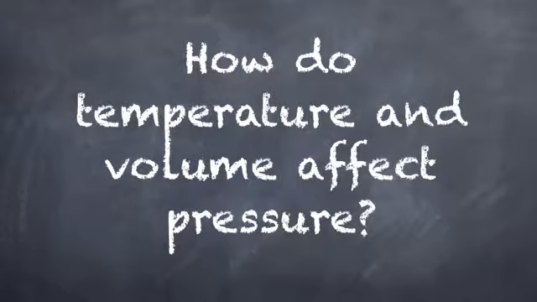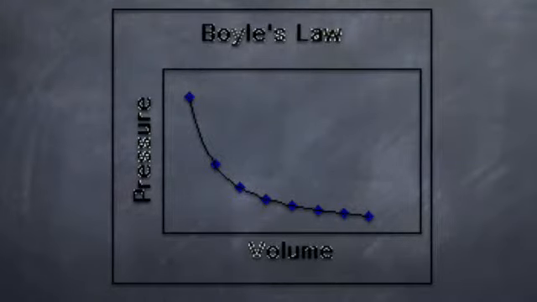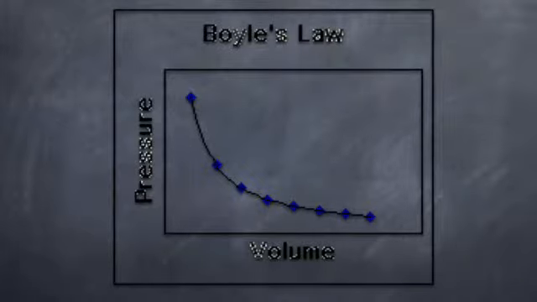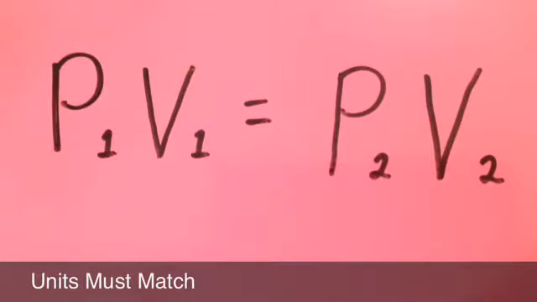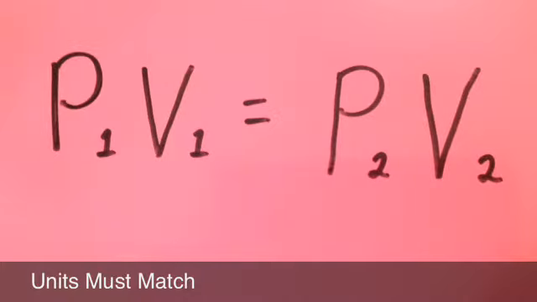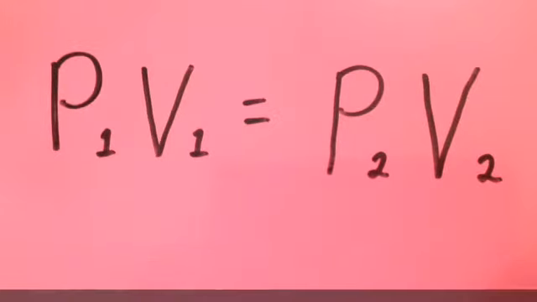The answer is Boyle's law, which states that if the temperature is constant, the volume of an ideal gas varies inversely, or indirectly, with the pressure of the gas. As the volume of the gas decreases, the pressure increases, as shown in this graph. Boyle's law is represented by this equation, which states that the starting pressure multiplied by the starting volume of an ideal gas is equivalent to the new pressure of this gas multiplied by its new volume.